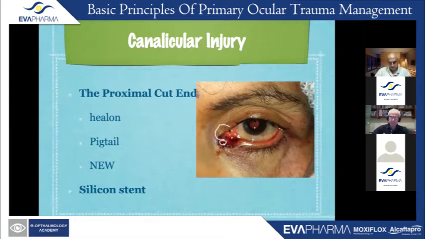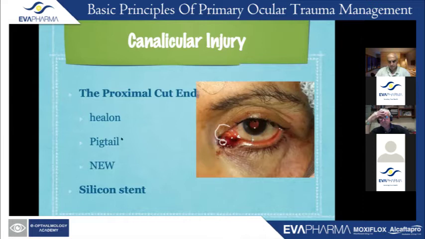So the tip here, you inject it slowly and look for a bubble. A small bubble will appear here. It will not come as you think, that a lot of healon will come here. No, a small, stained bubble will come out here. So at that time you can identify the proximal end of the canaliculus.